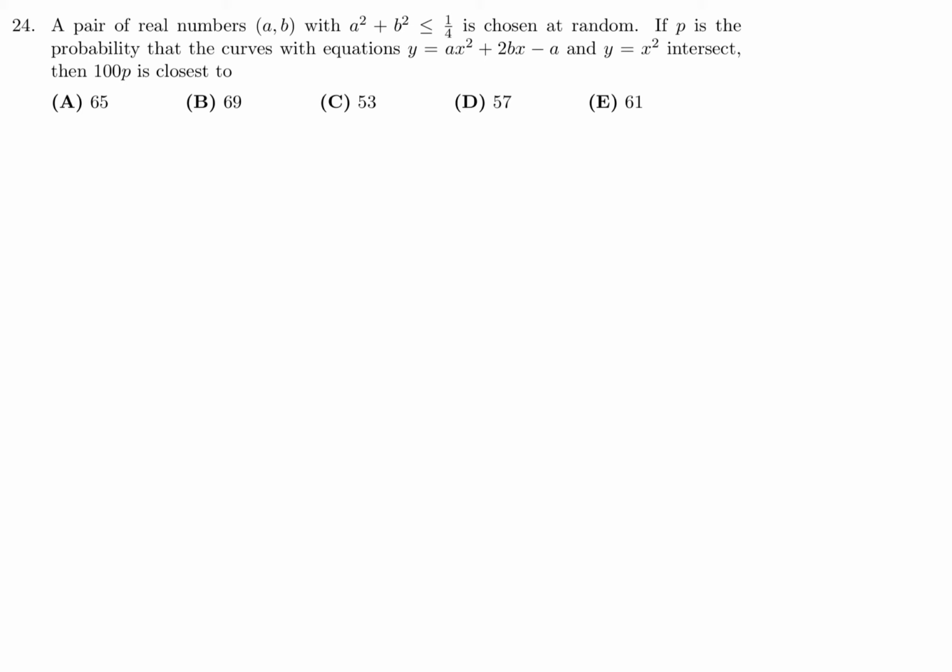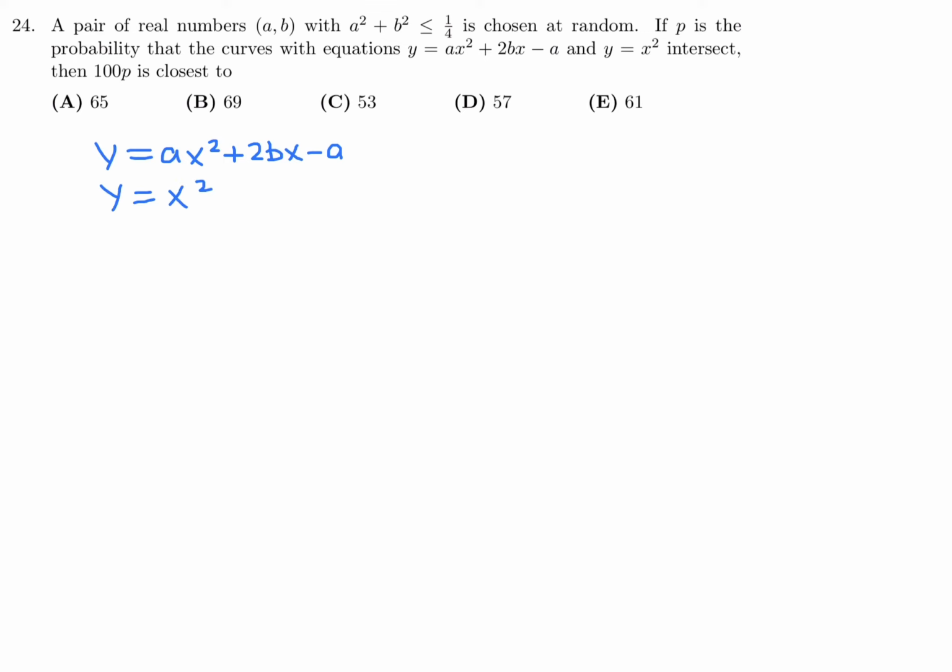A pair of real numbers a, b with a squared plus b squared less than or equal to a quarter is chosen at random. If P is the probability that the curves with the equations y is equal to ax squared plus 2bx minus a and y is equal to x squared intersect, then 100P is closest to. Y is equal to ax squared plus 2bx minus a, and y is equal to x squared. We want them to intersect.